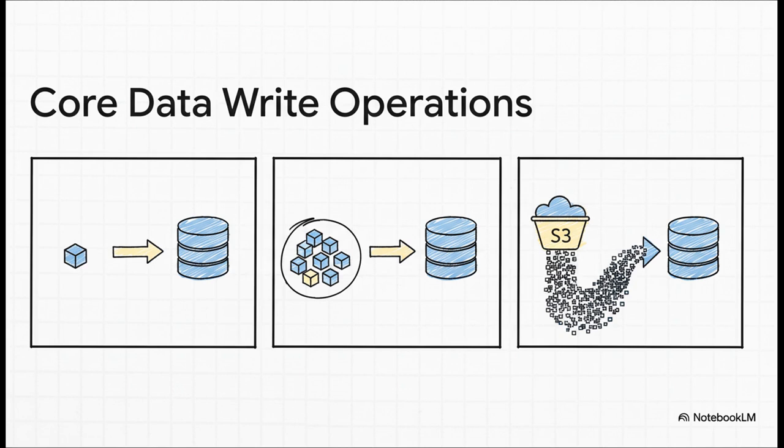And how do you actually get data into DynamoDB? Well, there are three main ways. PutItem is your standard go-to call for a single record. BatchWriteItem lets you bundle up to 25 writes into one single efficient API call. And for the really big jobs, the import from S3 feature is your best friend for loading massive datasets directly into a brand new table.